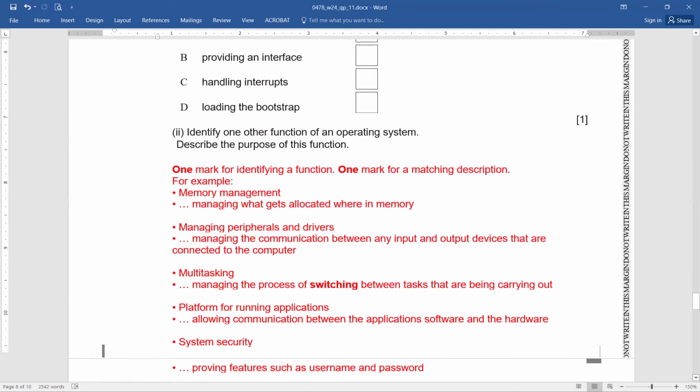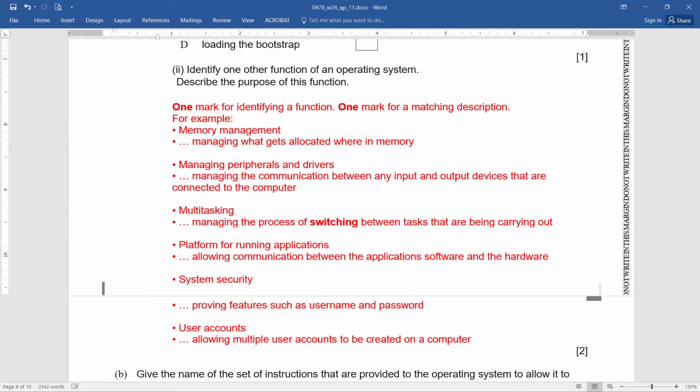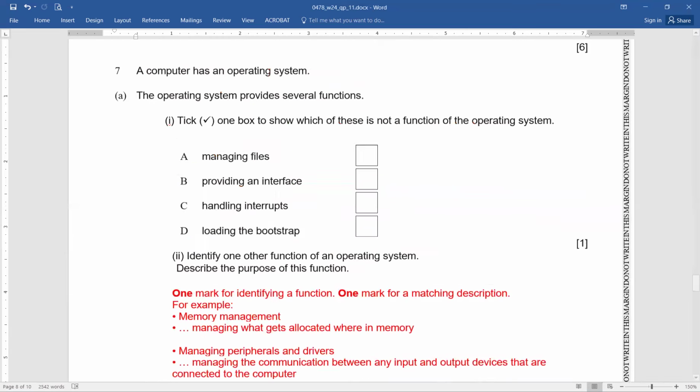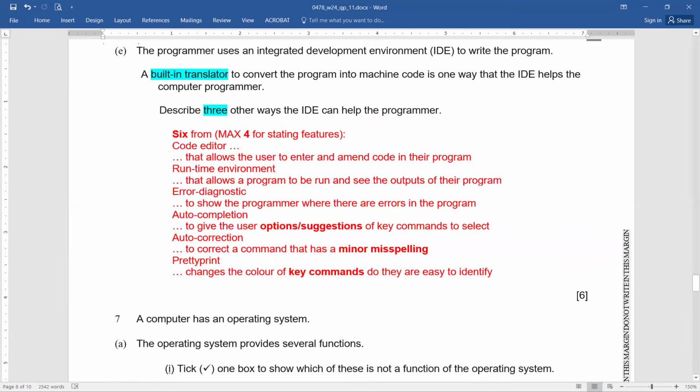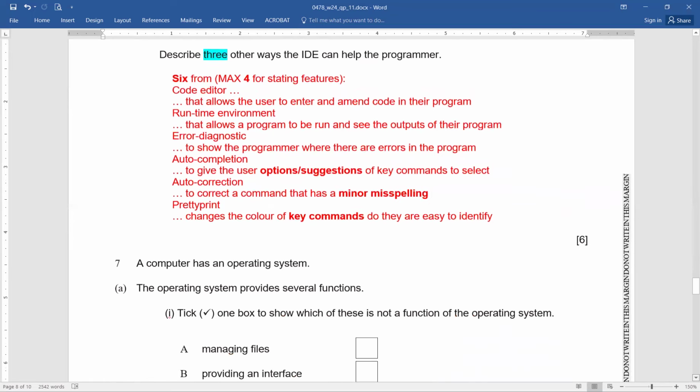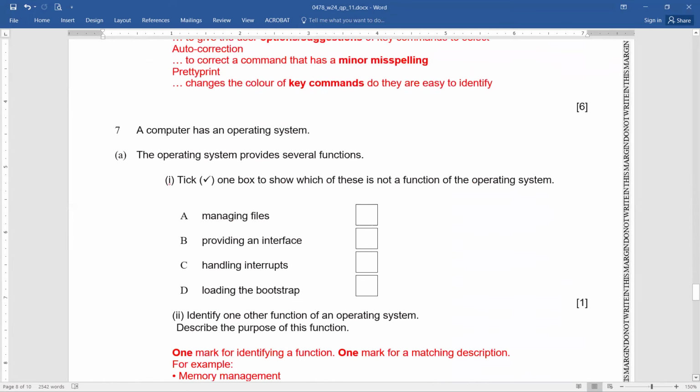So you can see 2 marks, but there are other options available: memory management, managing peripherals and drivers, multitasking, platform for running applications, system security, user accounts. So these are your major functions apart from the ones that are mentioned above. You can see these are mentioned here: managing files and providing an interface and handling interrupts.